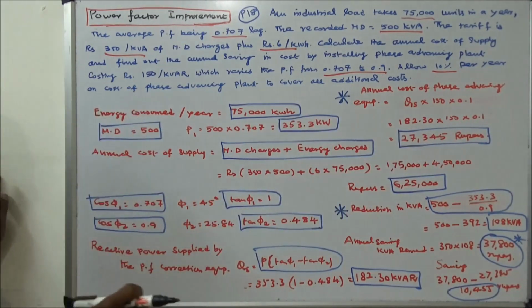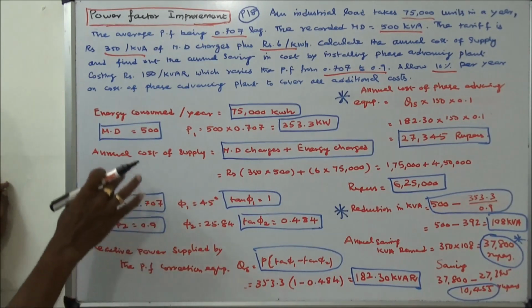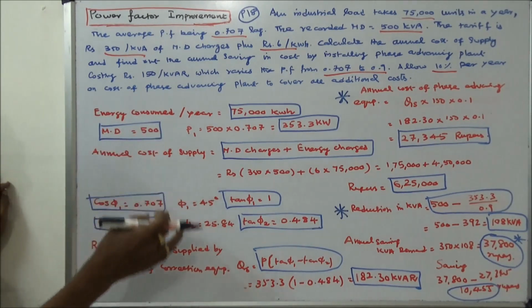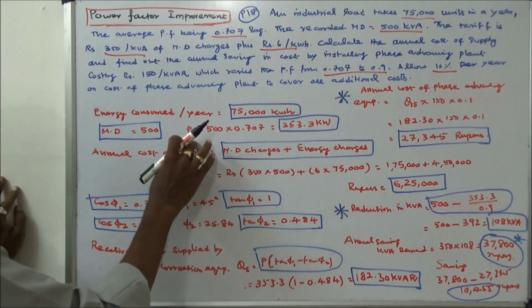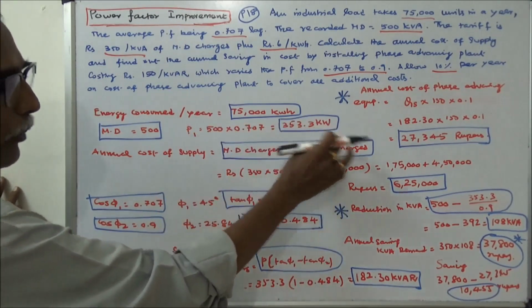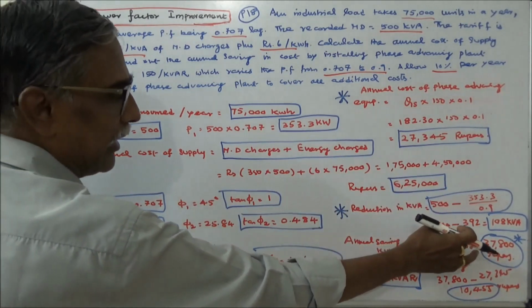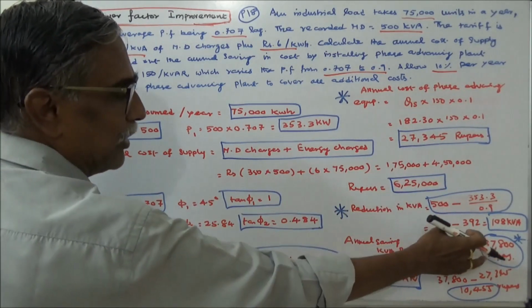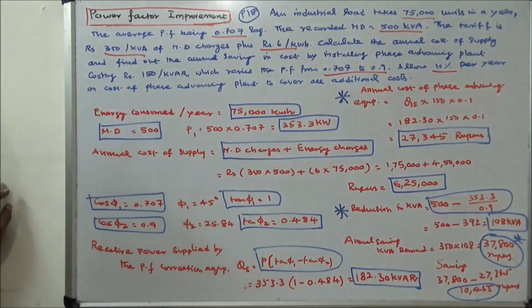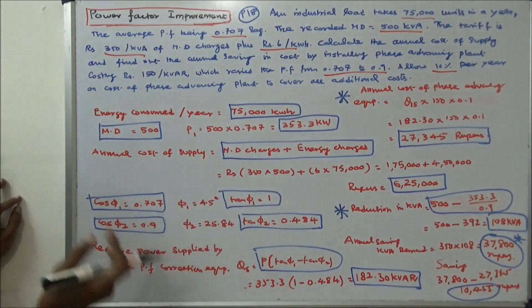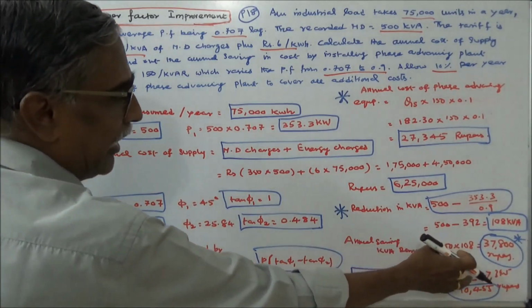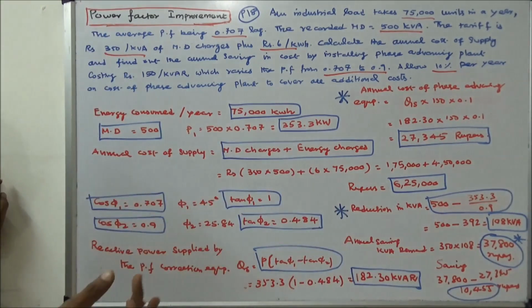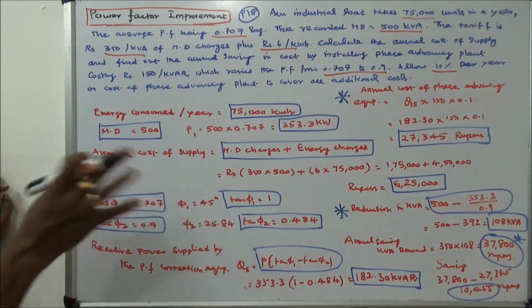Next we can calculate the reduction in kVA. So original kVA is 500. After correcting, that is P1 by 0.9, that is 353.3 by 0.9, that is equal to 392. 500 minus 392 is equal to 108 kVA. Annual saving in MD charges, that is kVA demand, that is 350 into 108, 37,800 rupees. That is the annual saving in kVA demand.